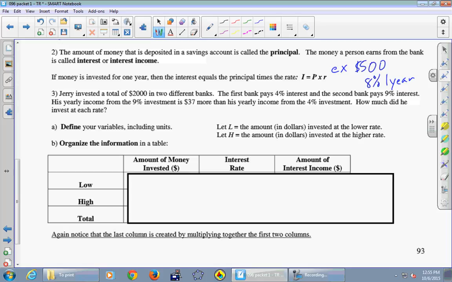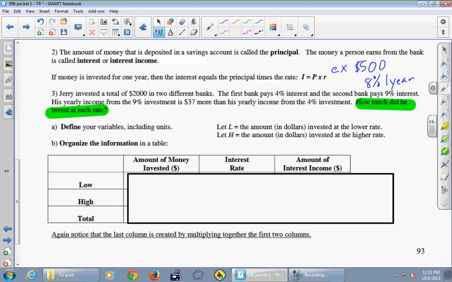Okay, let's start with our table. Again, I will tell you what the variables should be. You just have to read it. How much did he invest at each rate? Those are your variables. So we'll let L be the amount invested at the lower rate, and H the amount invested at the higher rate. And again, units are there, dollars.